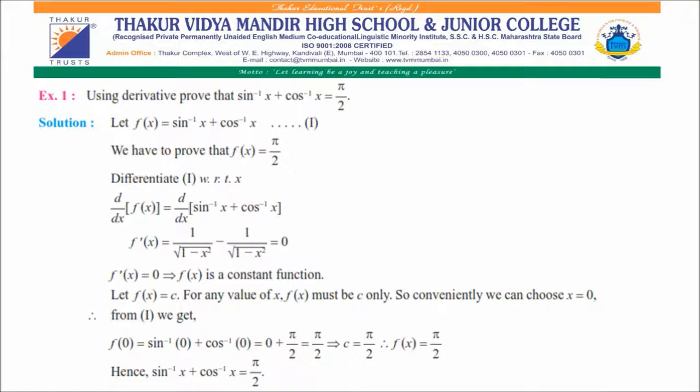Sine inverse 0 is 0, because the value of sine is 0 at 0 only. Plus cos inverse 0: the value of cos at pi by 2 is 0. So we have 0 plus pi by 2, which equals pi by 2. So our constant c is pi by 2. Therefore we have f of x equals pi by 2. Hence we can say that sine inverse x plus cos inverse x equals pi by 2. Clear?